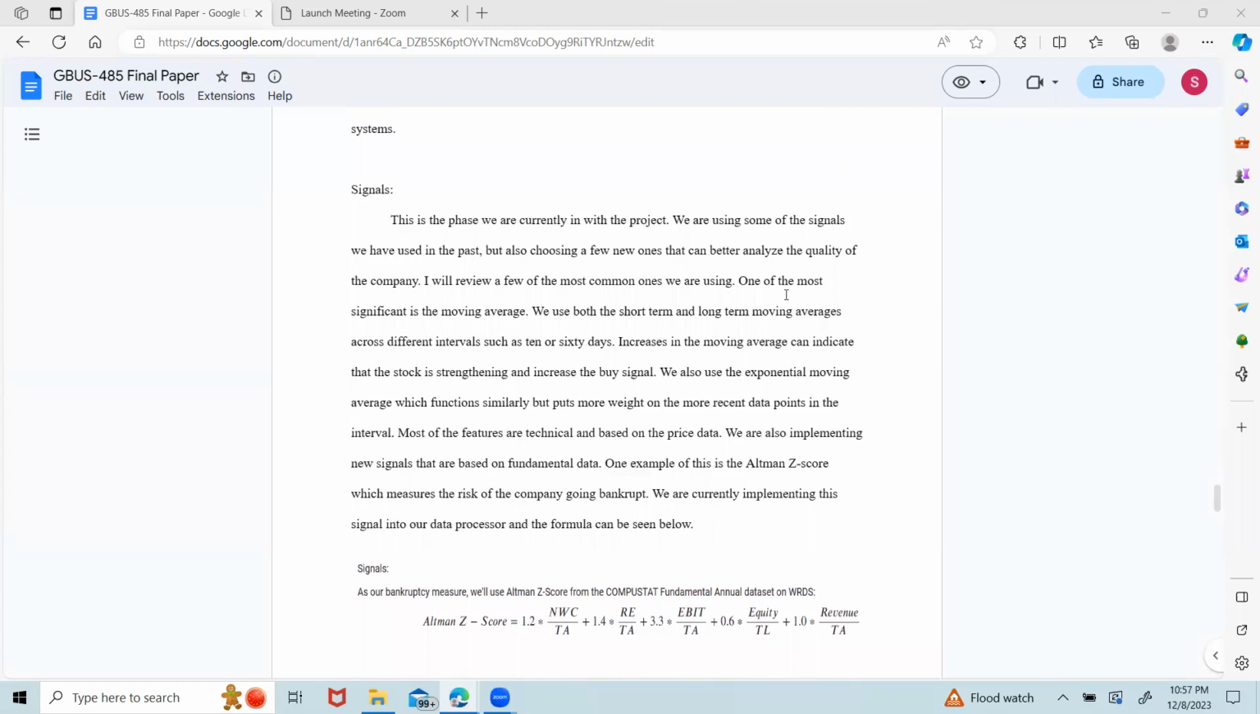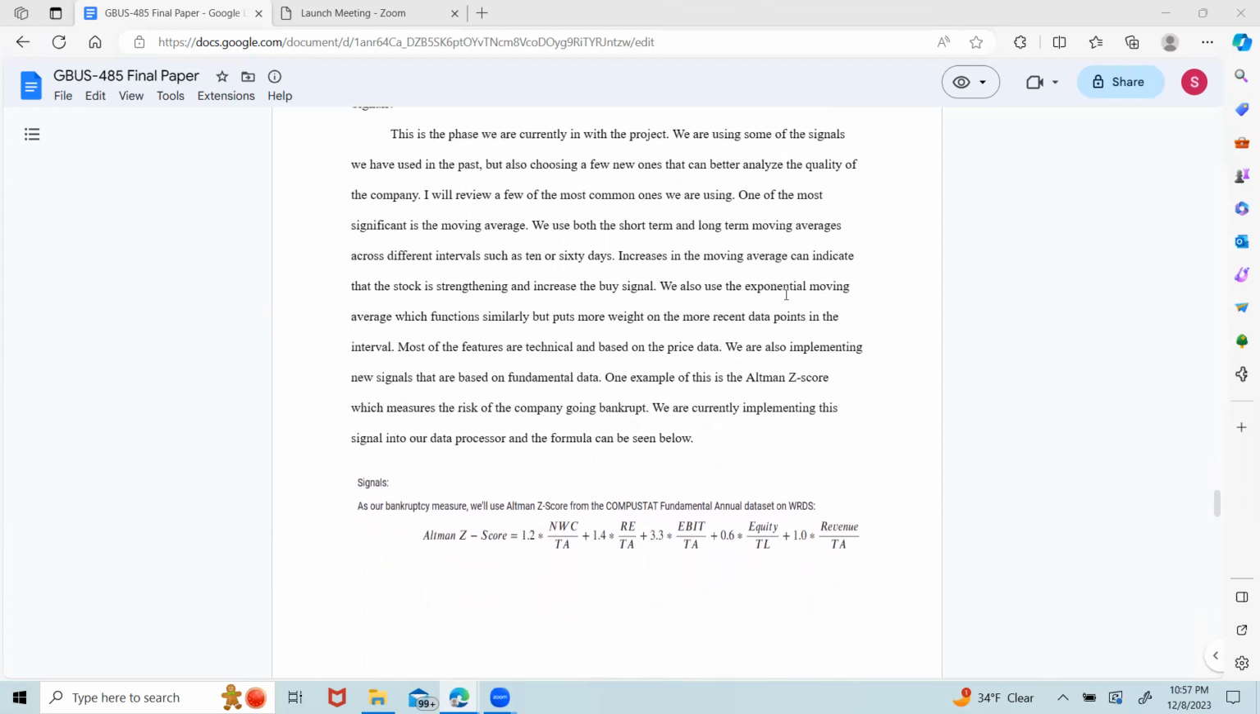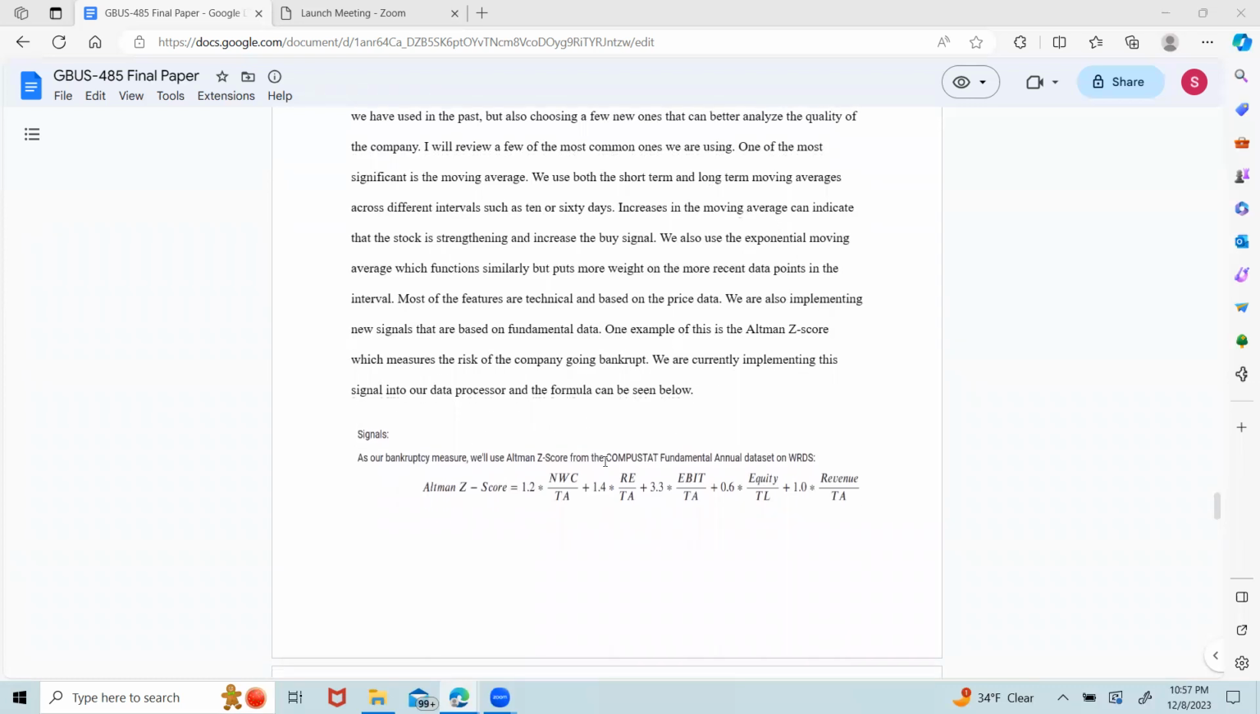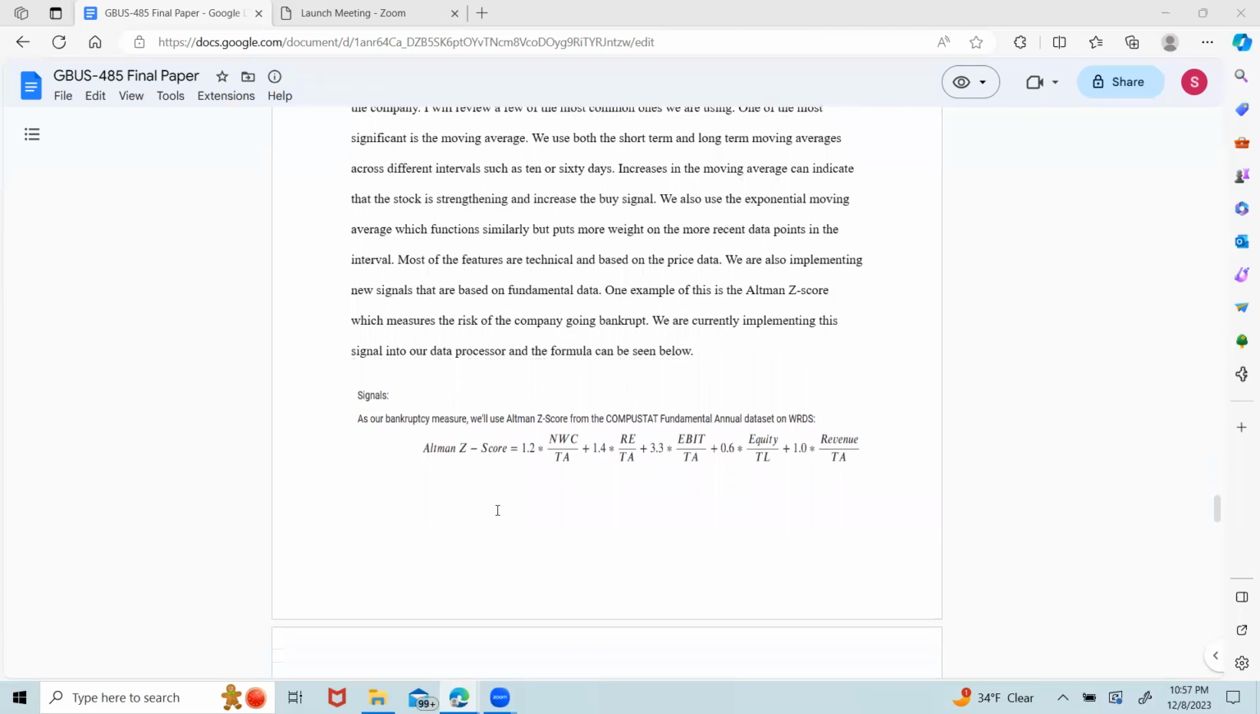To explain that a little bit better, we'll start off by saying that we are using a lot of the same indicators that we were using before, such as the moving average and exponential moving average, but we're also trying to add additional indicators that analysts would use to give a rating to a stock. So this is one of the ones we're trying to implement. This is just one example. We're trying to implement multiple more like this, but this one here is the Altman Z-score.